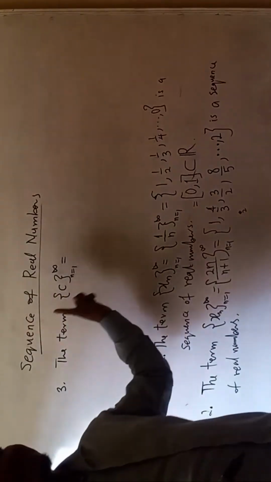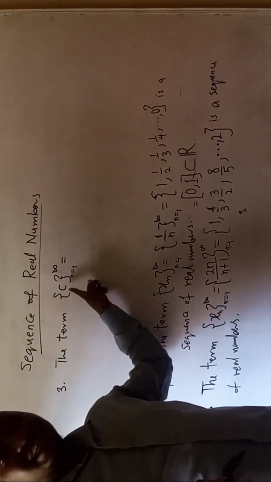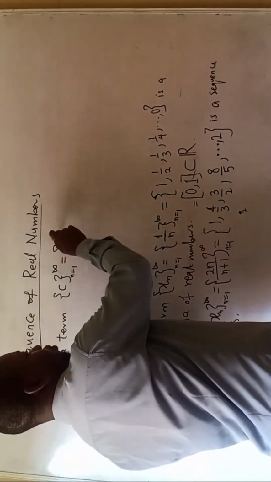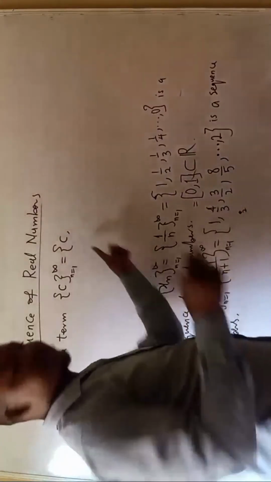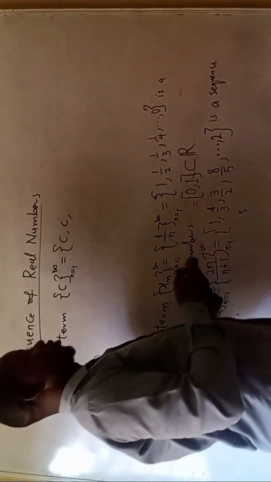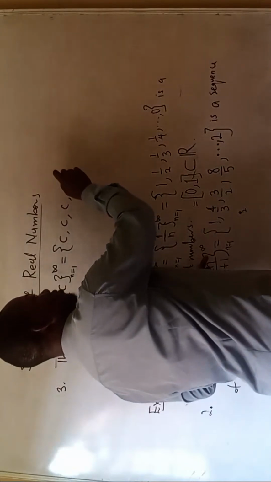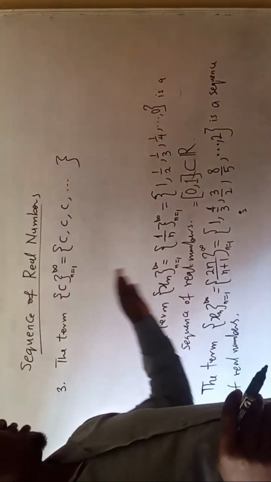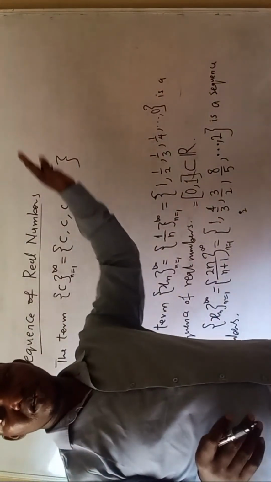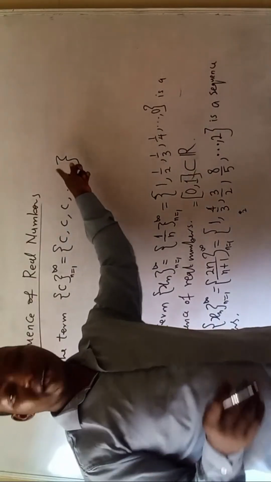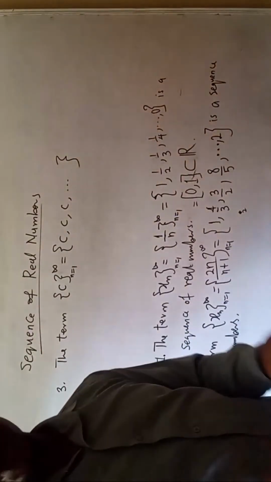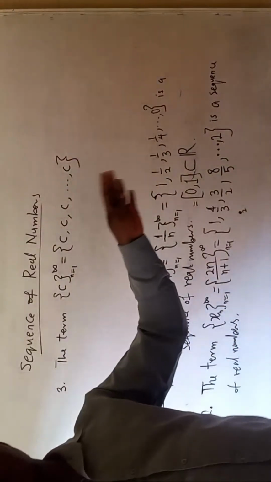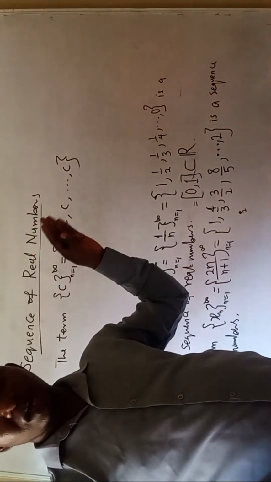You see that since this C is independent of n, it means when n is 1, we have C. When n is 2, we have C. When n is 3, it is C. This goes on infinitely. So it's a constant. If you want us to write the last number, the last number is going to be C also, because since it is a constant, it will not change.